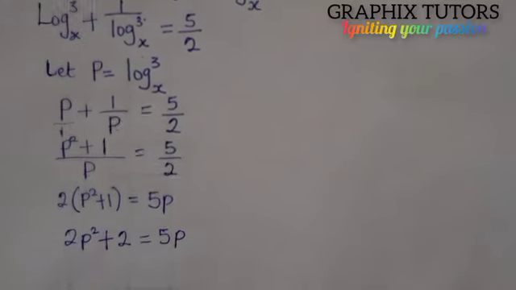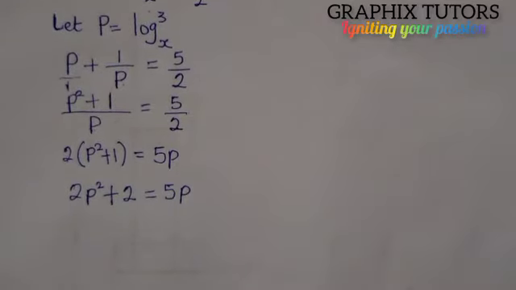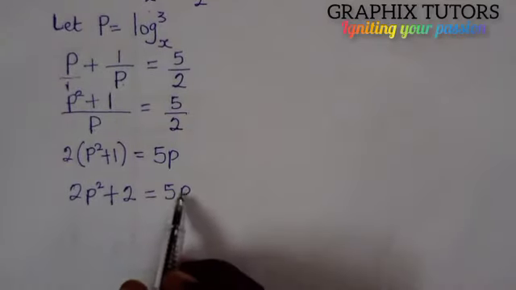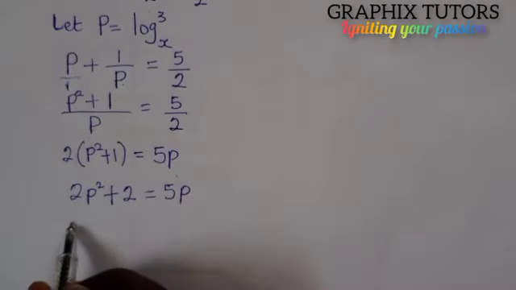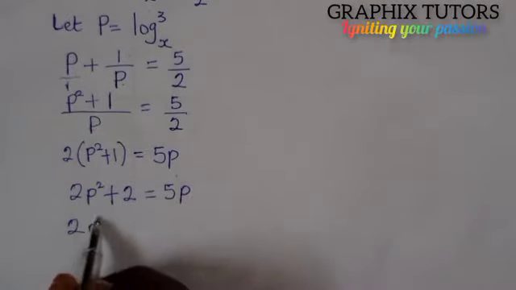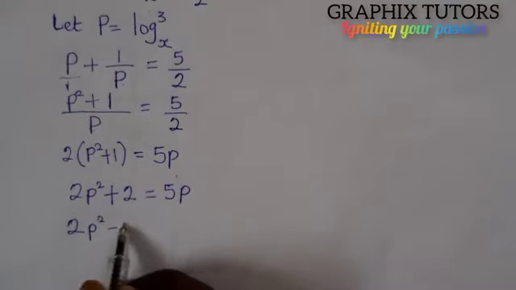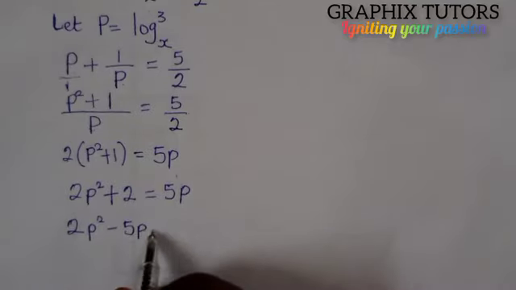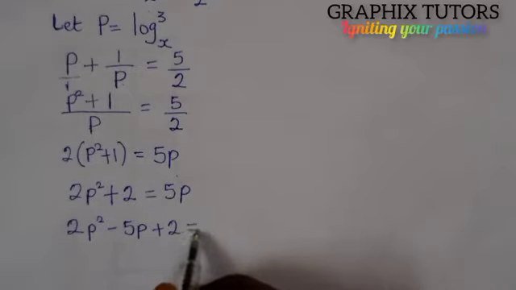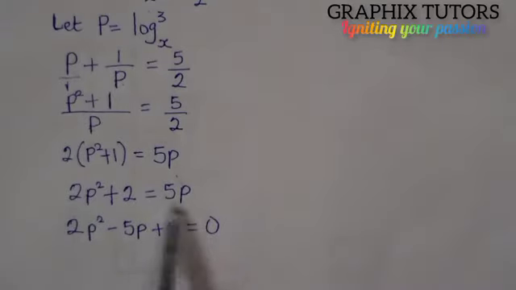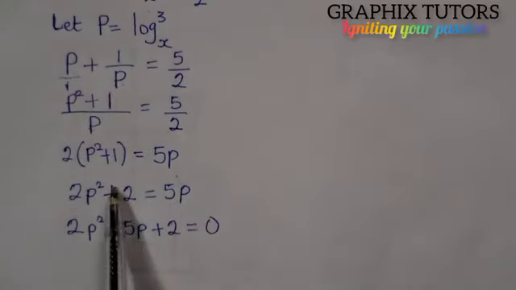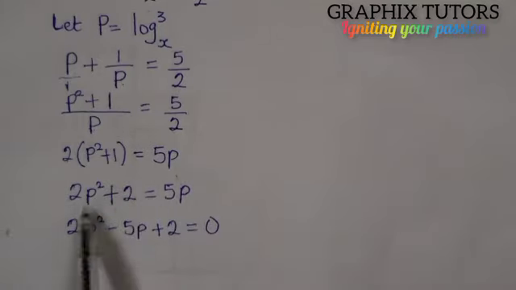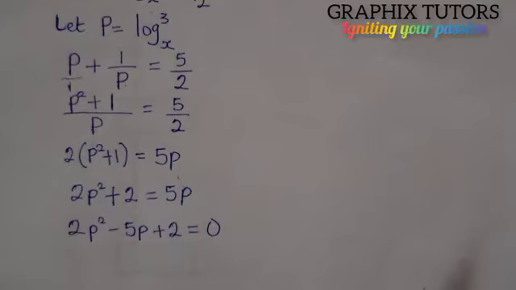Now you collect like terms, bringing this 5p to the other side. So we have 2p squared minus 5p plus 2 equals 0. The 5p comes to this side and becomes negative, and I arrange them in descending order of their power: this is p squared, this is p to the 1, and this is p to the 0.